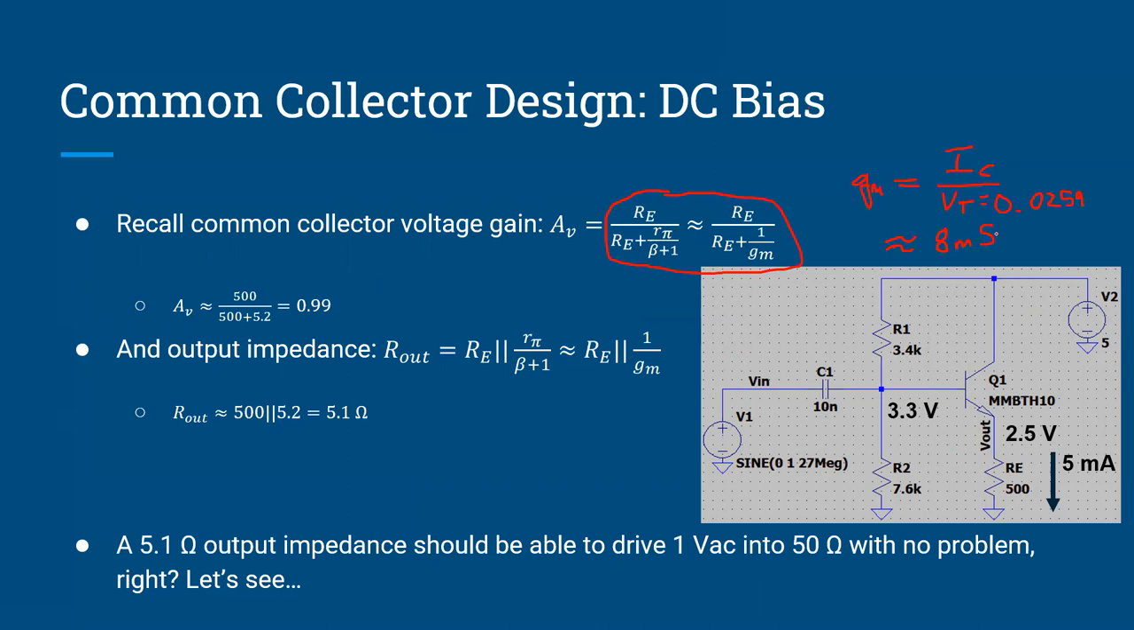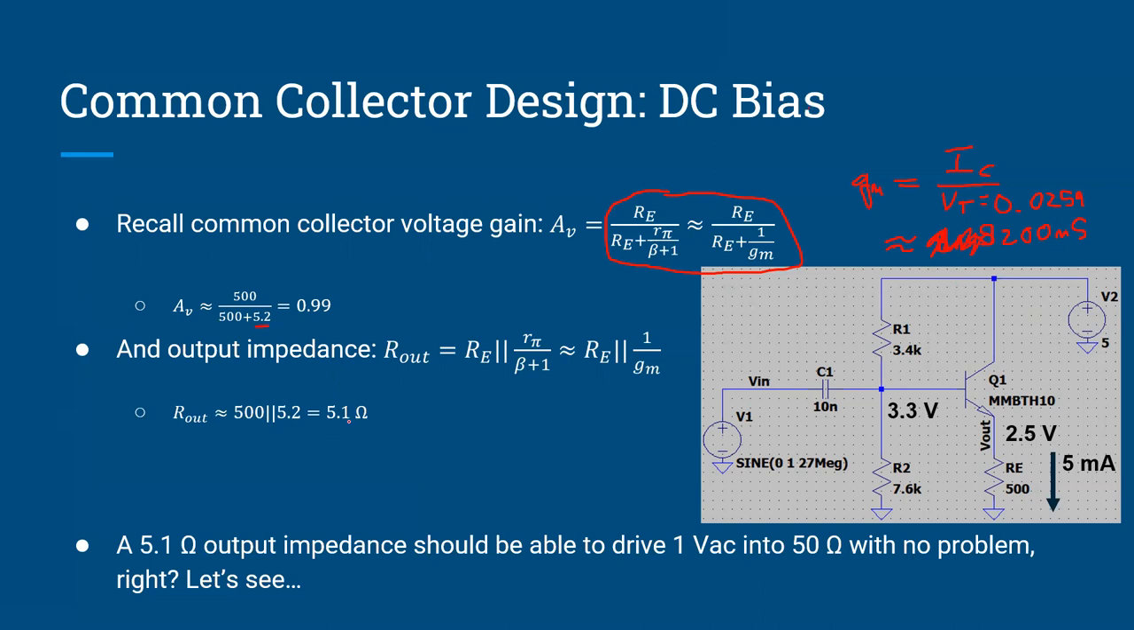Actually, sorry, this is not 8. This is 200. Roughly 200 millisiemens. And if you go through the actual calculations, you get 1/GM is 5.2 here. But anyway, the gist of this is that the voltage gain is basically one, so 0.99. If you look at the output impedance, it comes out to roughly 5.1 ohms.